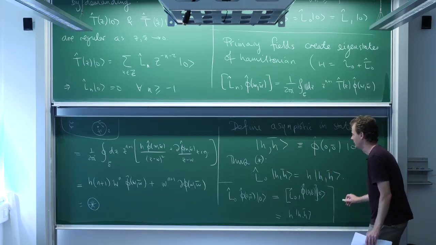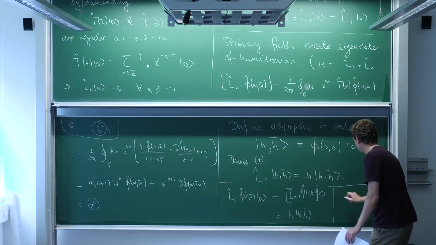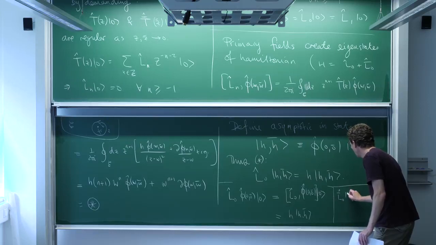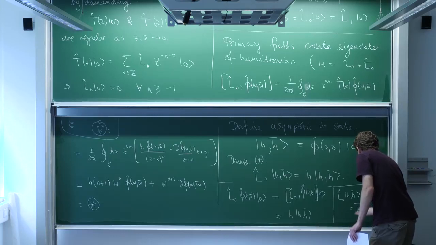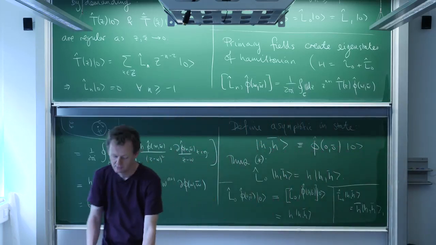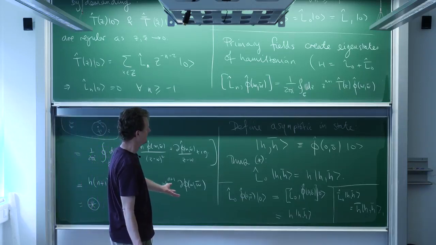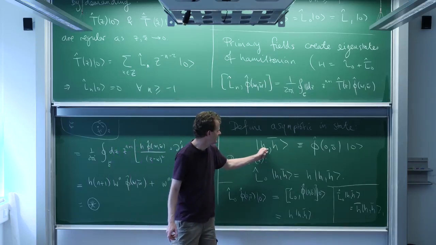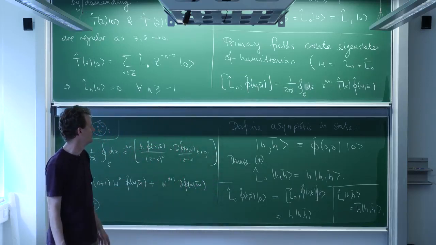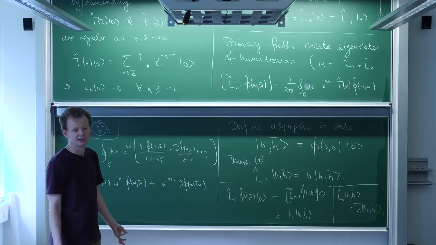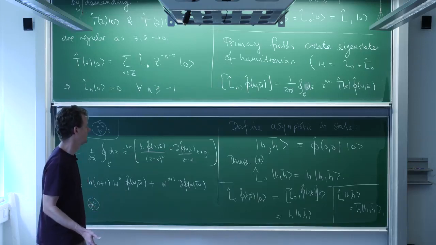And there's a similar formula for L0 bar applied to this. I'll squeeze it in here. It's the obvious one. We just take bars of everything. And so we see that this state, this asymptotic in-state h bar defined here, is an eigenstate of our Hamiltonian. It has to be. We apply L0 plus L0 bar to it, and we get h plus h bar, which is, if you like, twice the real part of h. So it's an eigenstate.